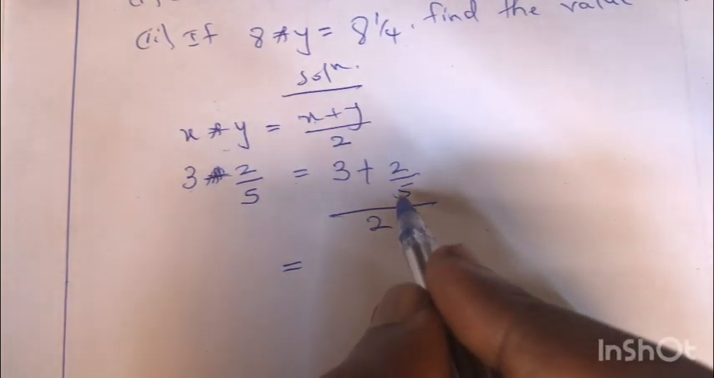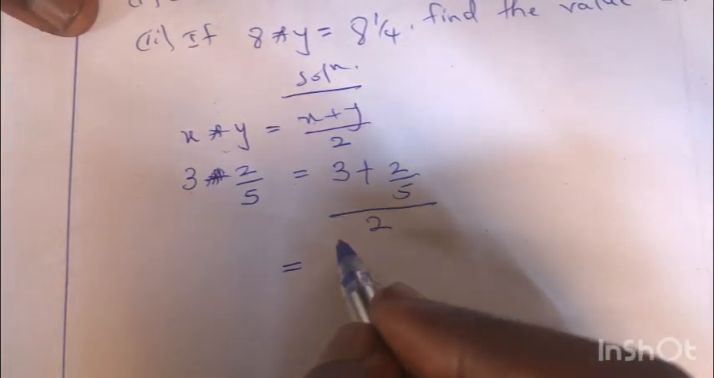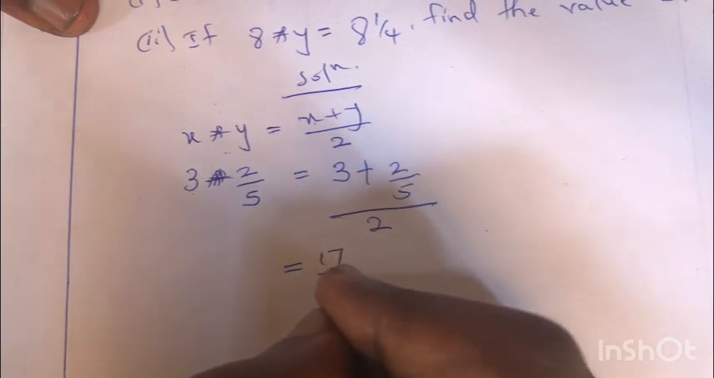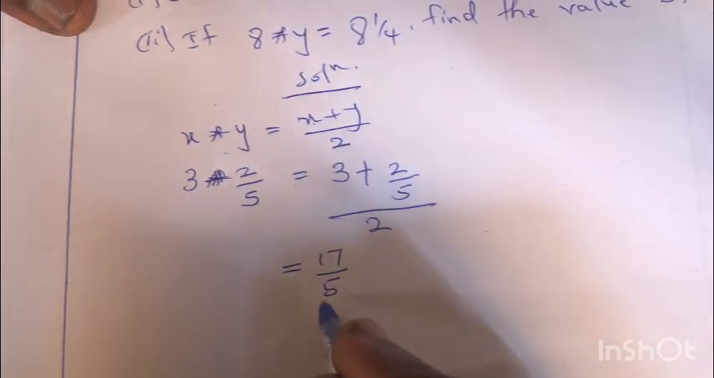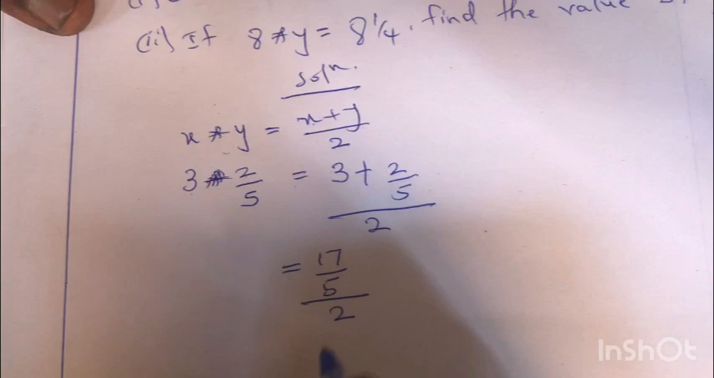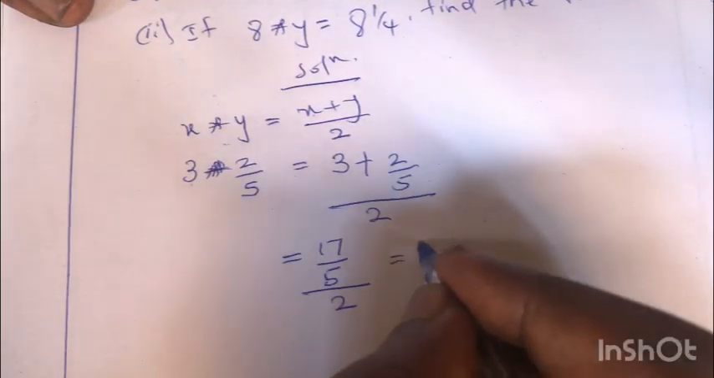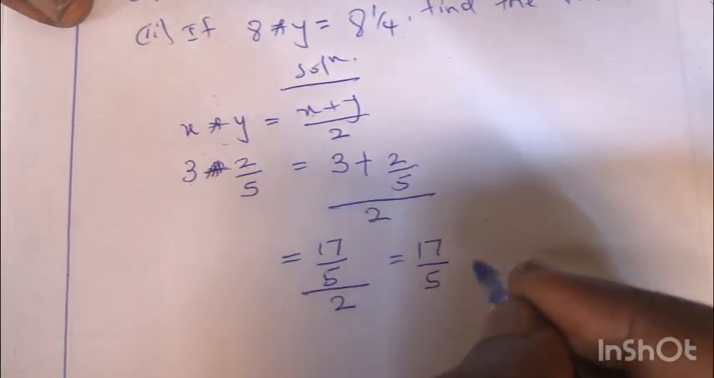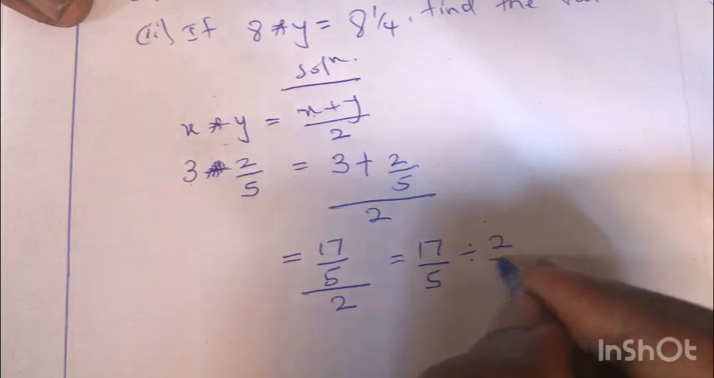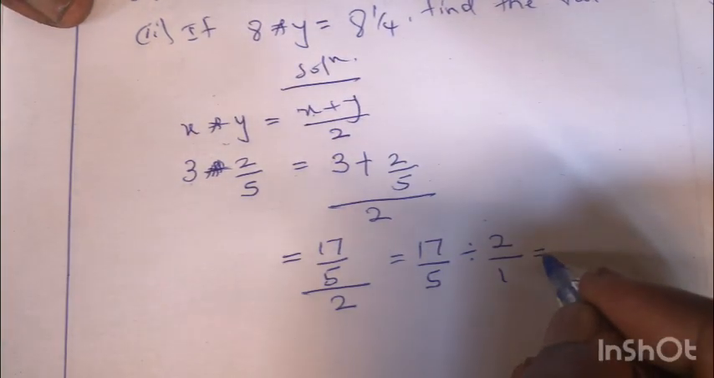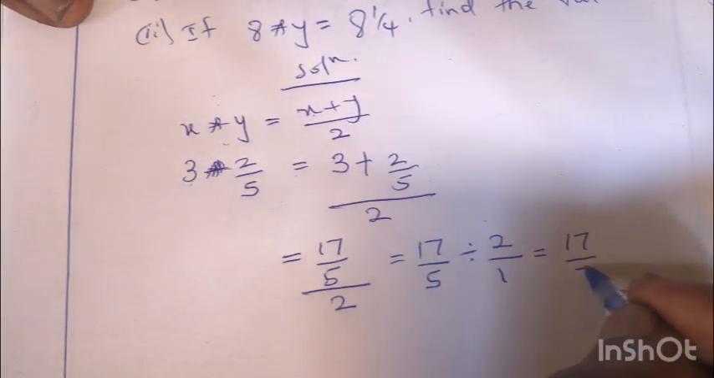So we have this one. When you add this, what are you going to get? You are going to get 17 over 5 for this one, divided by 2. This one is the same as 17 over 5 divided by 2 over 1. Then how do you solve this one?